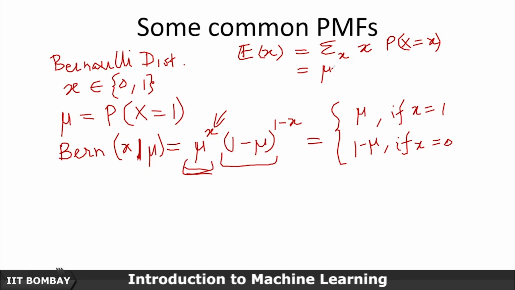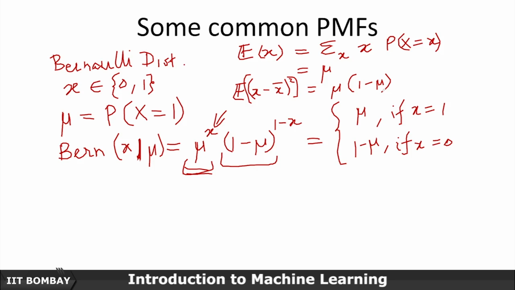So, similarly, we can evaluate the variance in x. So, that would be the expected value of x minus x bar, where x bar is the expected value of x, whole squared. Okay. So, that will come out to be mu times 1 minus mu. Okay.